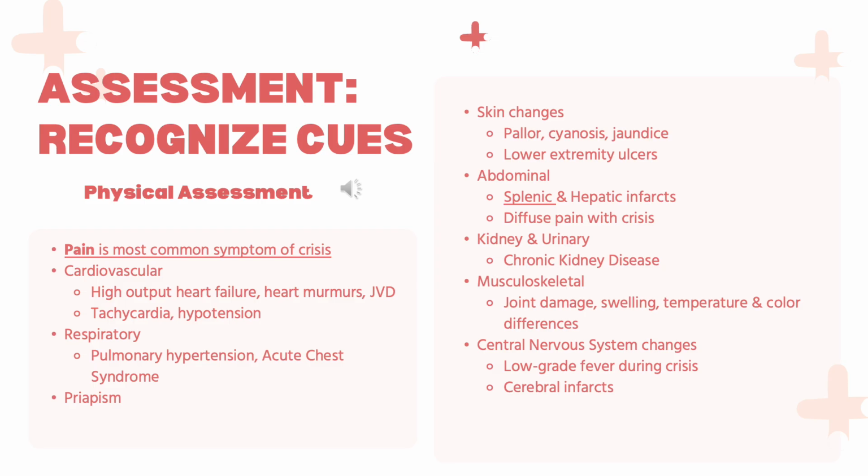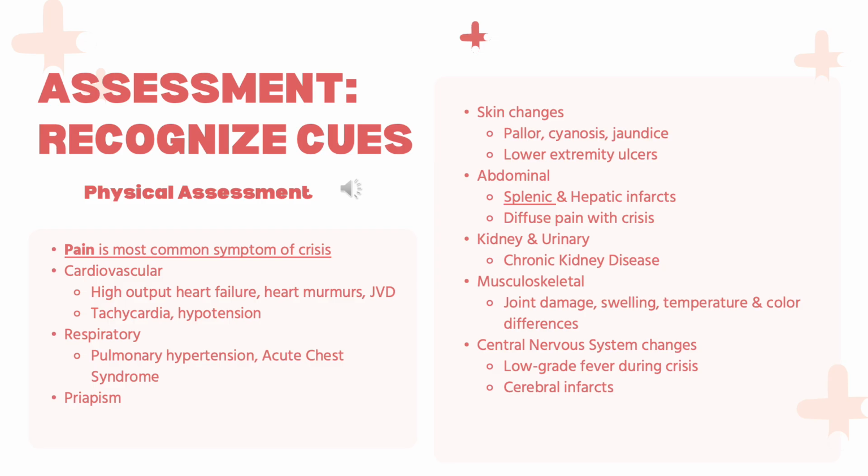Musculoskeletally, blood vessel occlusion often affects the joints, which leads to swelling, pain, and decreased range of motion. Over time, hypoxic damage can cause joint necrosis, so we want to be sure to document any changes in movement or appearance of the arms and the legs. With the central nervous system, or CNS, repeated episodes of hypoxia can cause cerebral infarcts, which causes stroke-like symptoms or even seizures. So we want to assess for a pronator drift, bilateral hand strength, and coordination and gait. Patients can also present with a low-grade fever during a crisis as well.